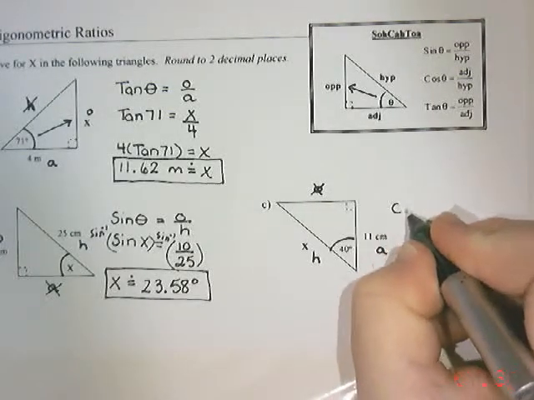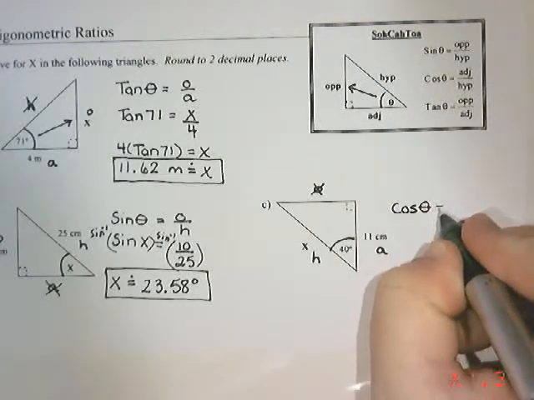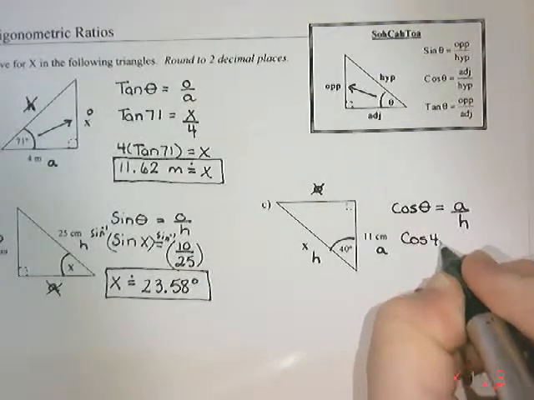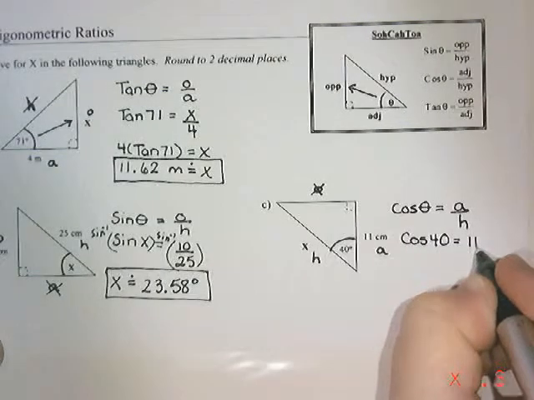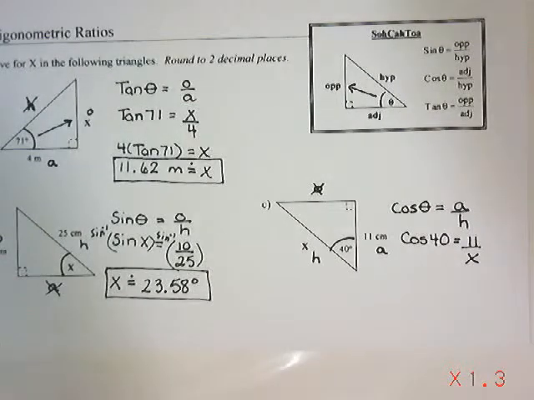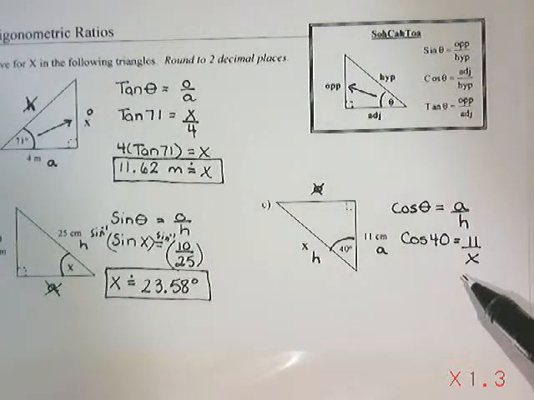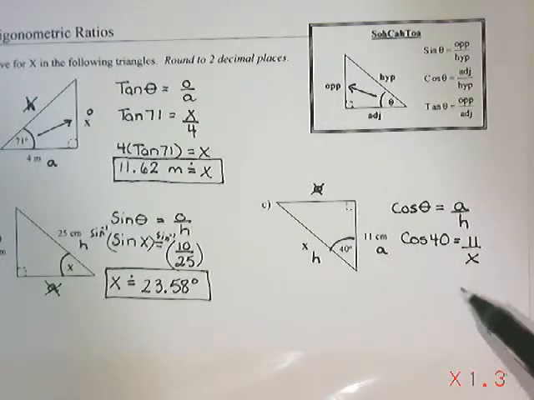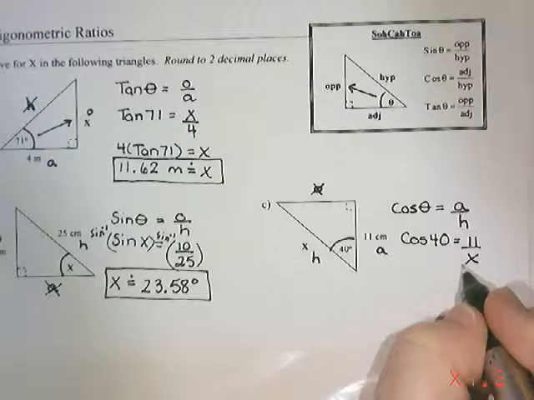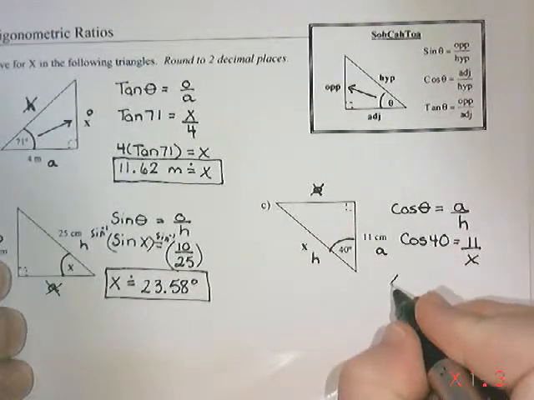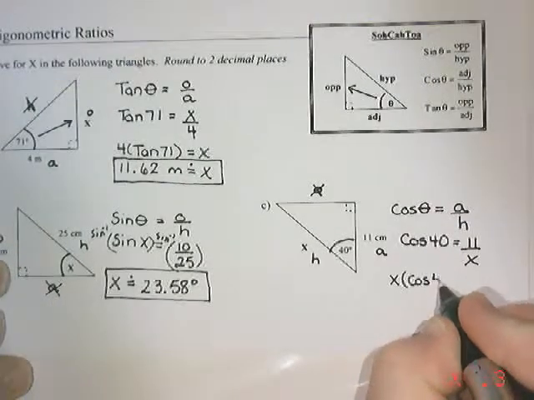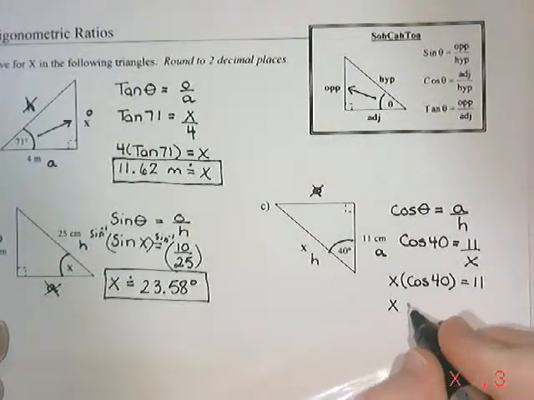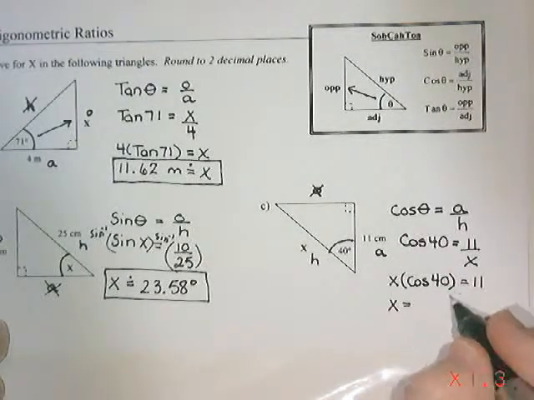So this is going to be cosine of theta is adjacent over hypotenuse. So cosine of 40 degrees is adjacent 11 over hypotenuse x. Now this is where people have a little bit of trouble. When the x is in the denominator, I can't just move the 11 to the other side. What I need to do is get the x out of the denominator first. And I'm going to do that by multiplying it to the other side. So I get x times cosine of 40 equals 11. And then to get the x by itself, to isolate it, we're going to take that cosine of 40 to the other side and divide.